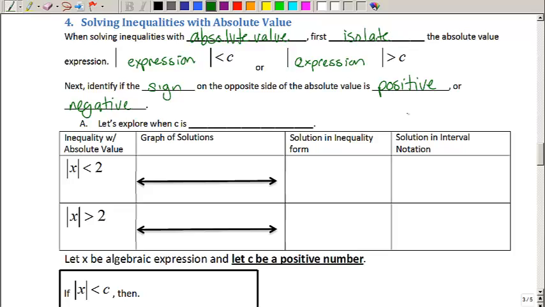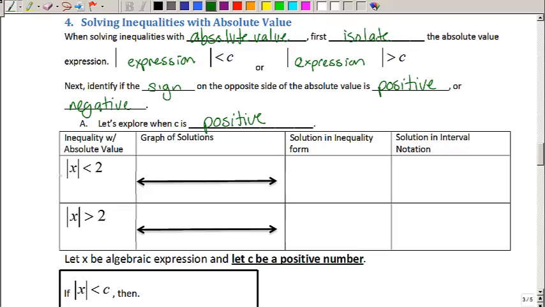First, we're going to explore when c is positive. The next several cases that we'll be looking at all have c being positive. After we do several examples, then we'll come back and do the negative part. But I need you to understand that they're very different. The positive part gives you one set of answers. The negative one will give you an entirely different set of solutions.